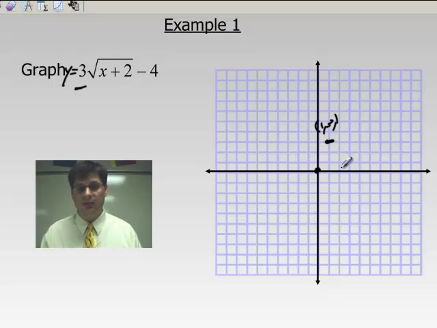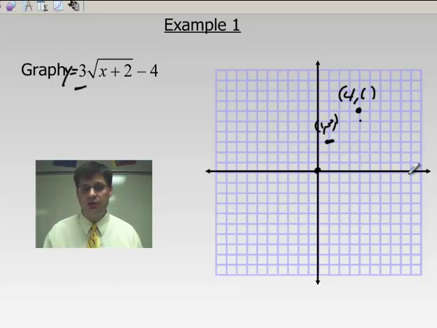And then the next perfect square would be 4. So that would be (4, 2) on the parent function. Square root of 4 is 2. But then we're going to multiply the y value by 3. So that's going to give me, counting 1, 2, 3, 4, 5, 6 right here. So that's going to give us x is 4, y is 6.